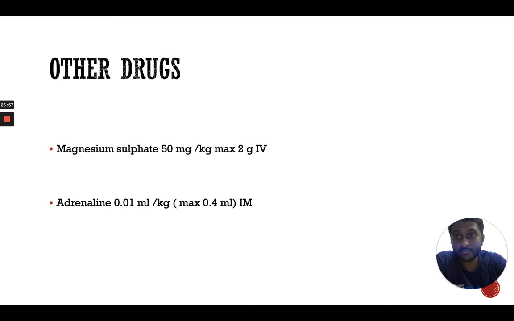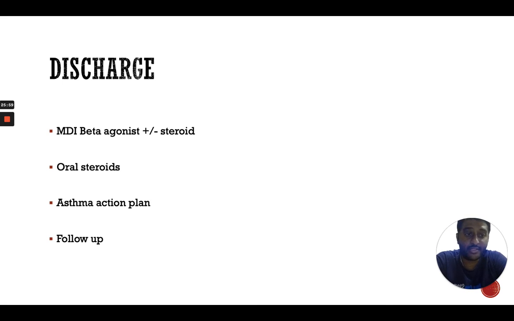Okay, when you're discharging an asthmatic patient, you need to consider giving them MDI salbutamol plus or minus steroids. I will shortly tell you when to consider giving MDI steroids, and oral steroid of course, and the asthma action plan needs to be filled up and given to the parents. Okay, and then adequate follow up with GP or pediatrician.